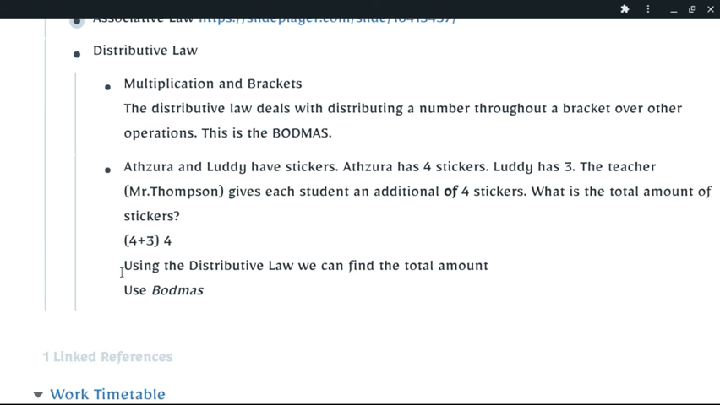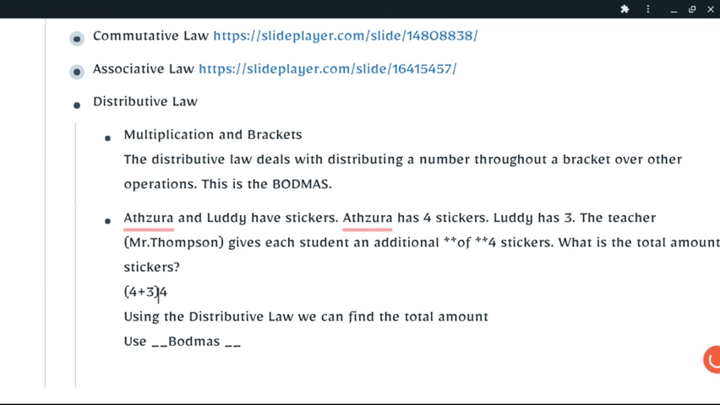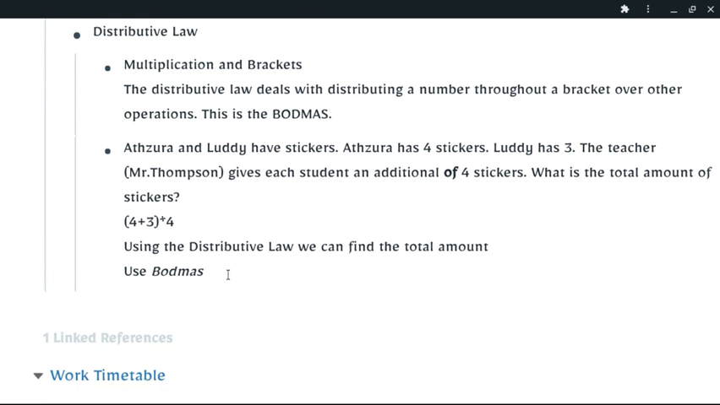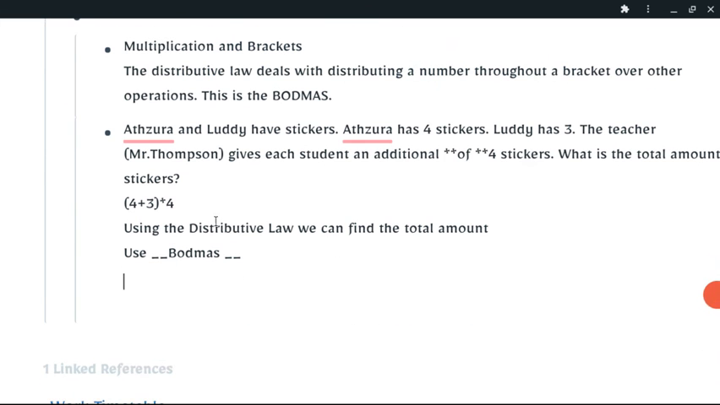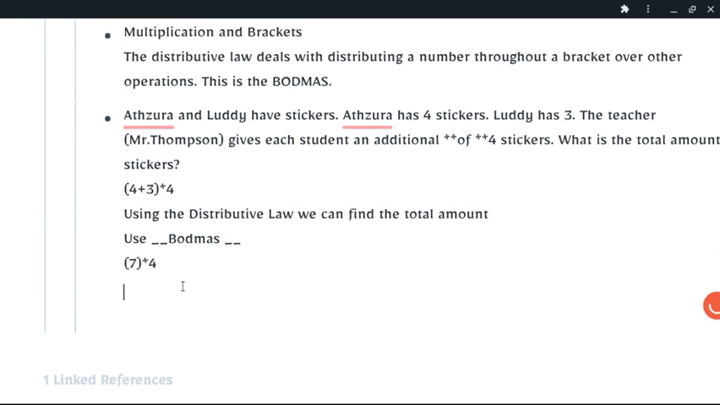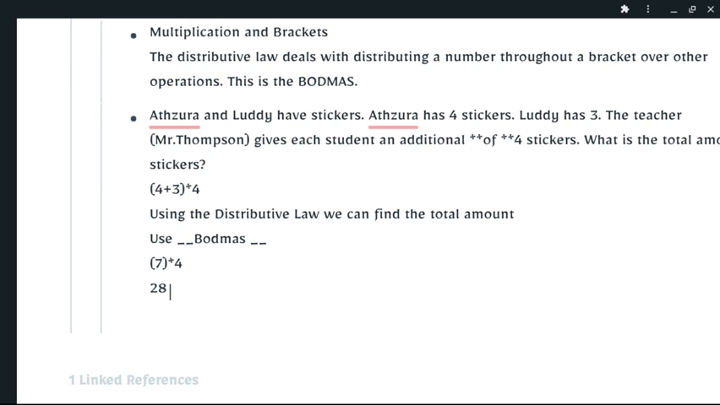What is the BODMAS rule? What first do we need to do before we use multiplication? Work the brackets. Right. So what is in the bracket? 4 plus 3. So that would be 7, right? So that would be 7 multiplied by 4. What's that answer now? 28. So this is the total amount of stickers.